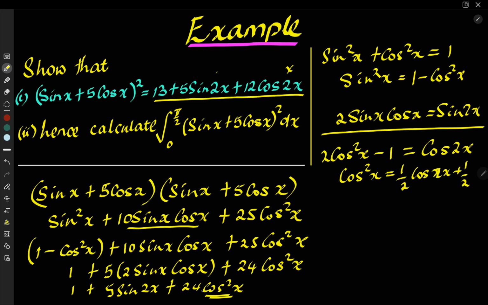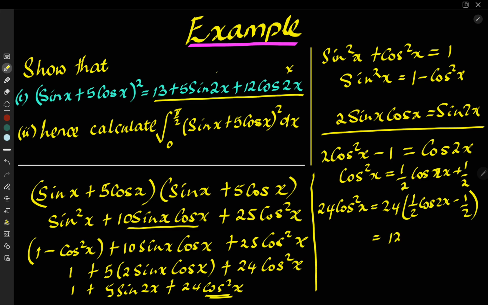Now, what we want is a 24. So if we multiply this side by 24, we just do exactly the same thing also on the right-hand side. So we can say 24 cos squared x is equal to also 24 here, multiplied by a half cos 2x minus a half. So if you open the bracket, that will be equal to here 12 cos 2x, then minus a 12.